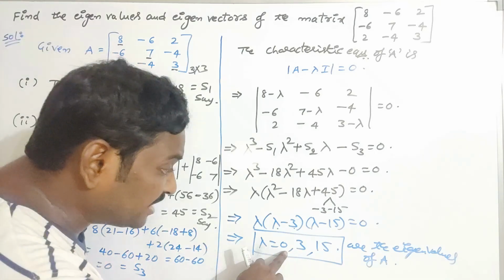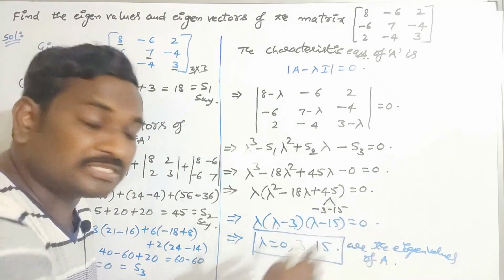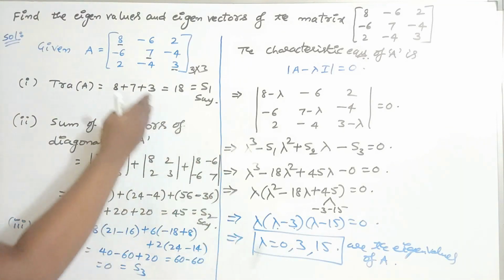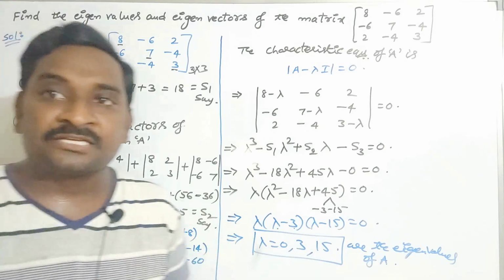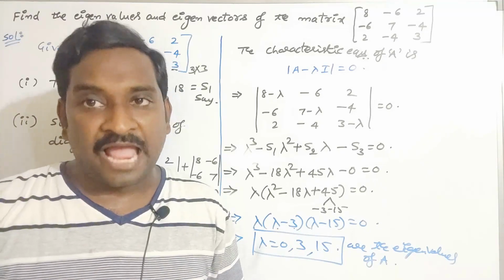And the product of the eigenvalues is det A. 0 into 3 into 15, 0 into anything is 0. Already we got det A is 0. So the sum of eigenvalues is the trace of A and the product of the eigenvalues is det A. So our problem is right. That's why I am going to the next step. The next step is to find the eigenvectors.